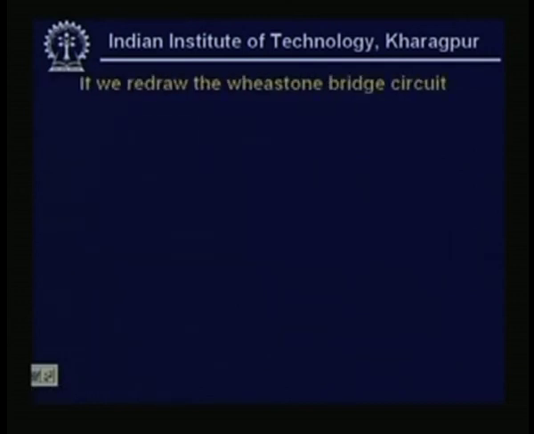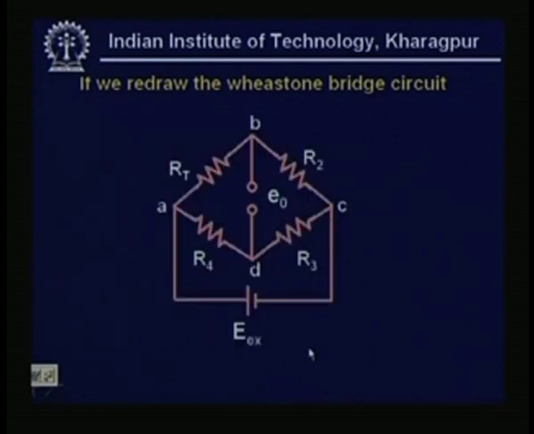Let us redraw the Wheatstone bridge again. We have redrawn the circuit and labeled the nodes A, B, C, D, taken in clockwise direction. This is RT, the thermistor, then R2, carbon resistors, R3 fixed resistors. I should rather say that these resistors R2, R3, R4 are temperature independent. That means if the temperature varies, their resistance does not change. Fine, we can accept that.